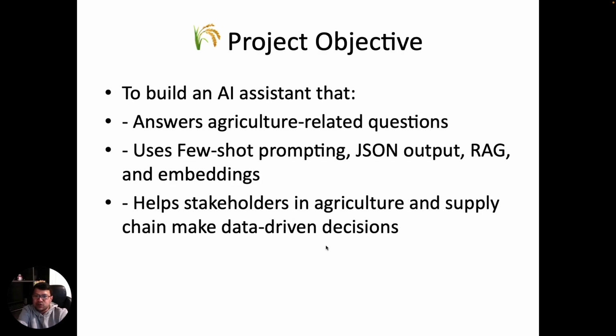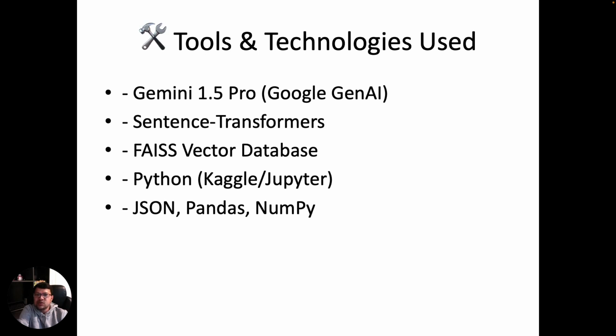The objective of my project is to build an AI assistant that answers agriculture-related questions. It uses few-shot prompting, JSON output, RAG, and embeddings. It helps stakeholders in agriculture and supply chain make data-driven decisions. The tools and technologies used in this project are Gemini 1.5 Pro, Sentence Transformer, FAISS Vector Database, and Python for programming in Kaggle Jupyter Notebook. Let me walk through the Kaggle Jupyter Notebook.